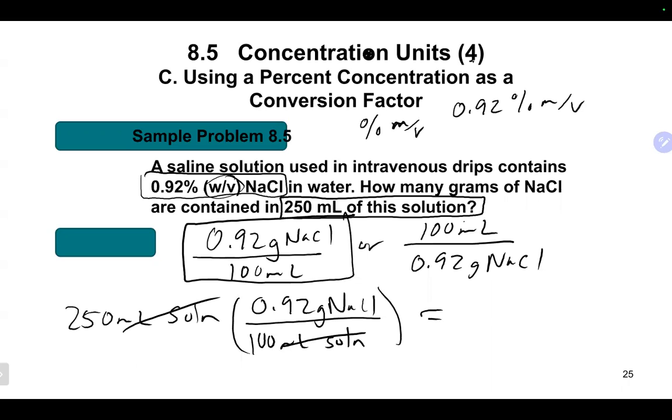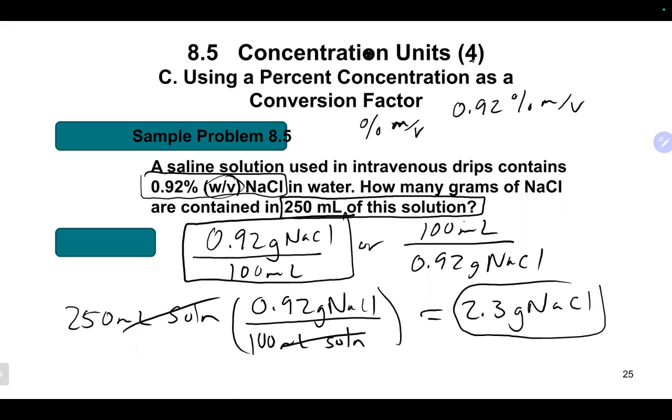And we will end up with here 2.3, it looks like, perhaps, grams of sodium chloride. If I punch in the right numbers, let me just double check. Divided by 100. Yep. So there's 2.3 grams of sodium chloride in this case.